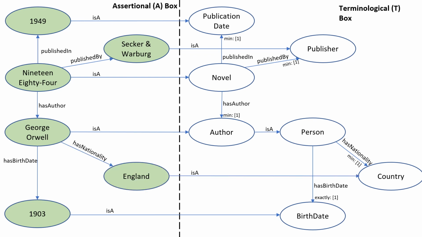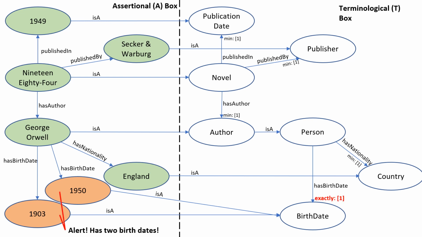If, however, I mistakenly add the year of George Orwell's death as another birth date, we can immediately see that the rules of the ontology have been broken. No person can have two birth dates, and this inconsistency will be flagged.